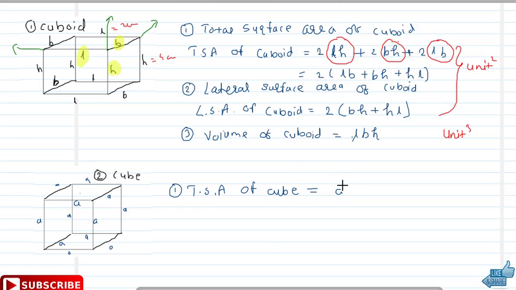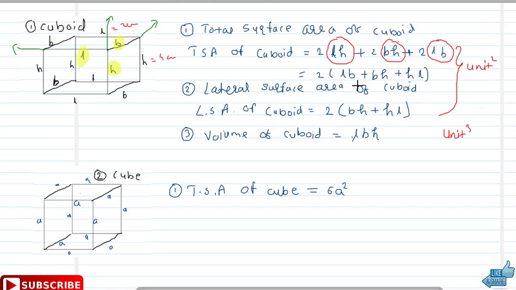And how many such faces are there? First face, then back one, this one second, then side one, this one third, this is fourth, top is fifth, and the bottom is sixth. So there are 6 faces. So can I write here 6a square? Yes, obviously I can write 6a square. So total surface area of cube is 6a square. A very simple formula for cube. Whereas for the cuboid, we take 2 in bracket lb plus bh plus hl.